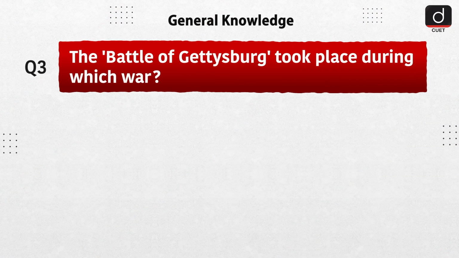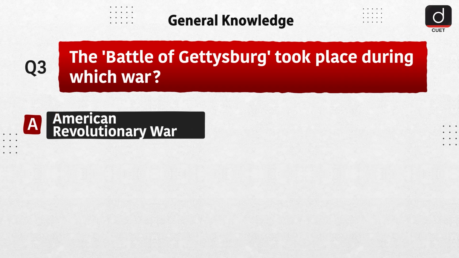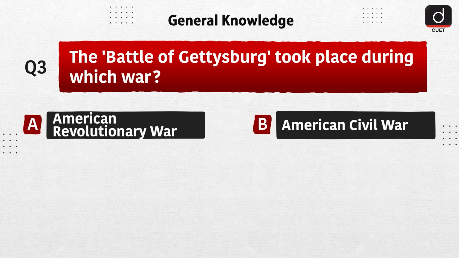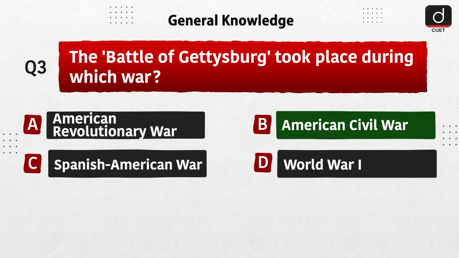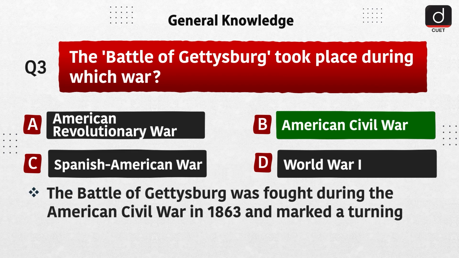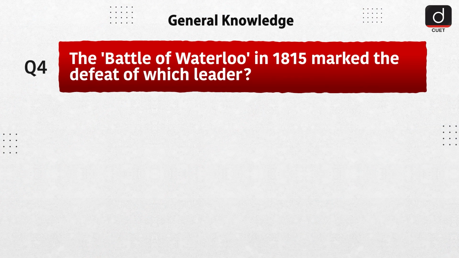Next question is, the Battle of Gettysburg took place during which war? A. American Revolutionary War, B. American Civil War, C. Spanish-American War, D. World War I. The correct answer is option B, American Civil War. The Battle of Gettysburg was fought during the American Civil War in 1863 and marked a turning point in the conflict.